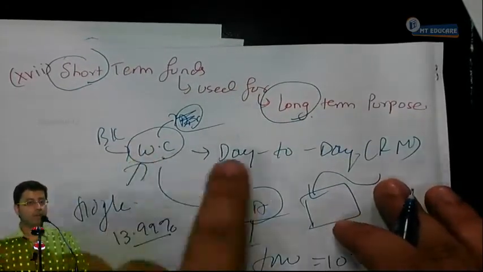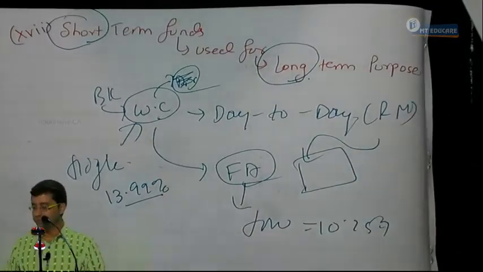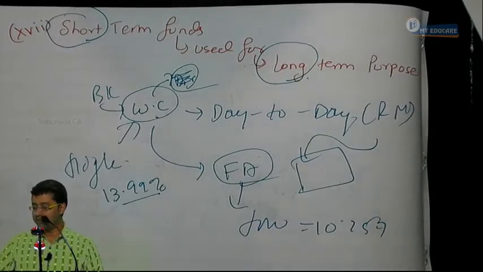If it is a working capital loan, use it for working capital. Fixed asset loan, use it for fixed assets only. Clause number 17, you can read it.